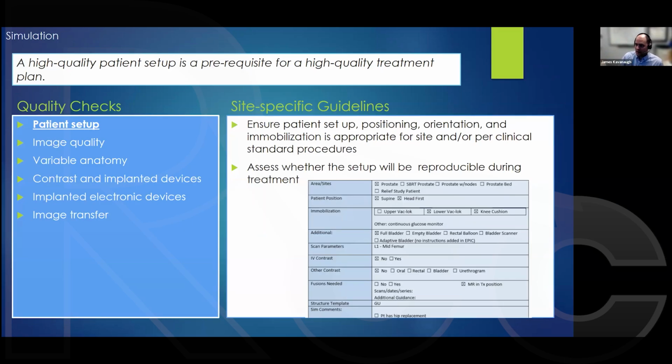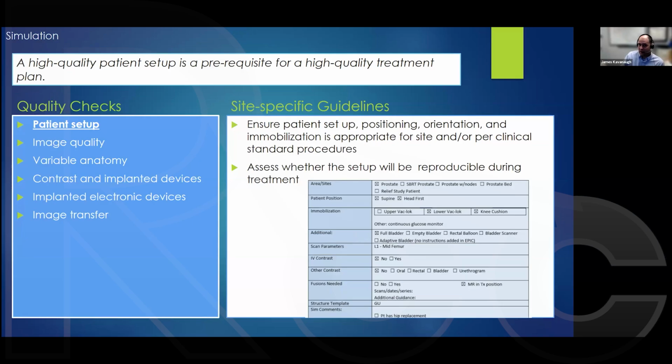It really delineates, working our way down, what we're treating, what orientation of the patient, what type of mobilization we're using. Is this a full bladder, an empty bladder? I note there's a checkbox there that says rectal balloon, which is much less common these days, but I will have an example of that a little bit. And then the scan length, if there's IV contrast, other contrast needed, what fusions. All of this information is done for us ahead of time in a sim order.